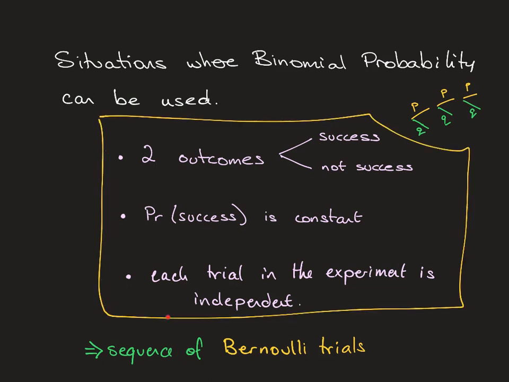If we have these three conditions, then what we've got is a series of trials, or a sequence of trials that we refer to as Bernoulli trials. And this is what we're looking for to see if we can use binomial probability. So if we have a situation where there's two outcomes, the probability of success is constant and each of the trials is independent, then we can go ahead and use our binomial probability.